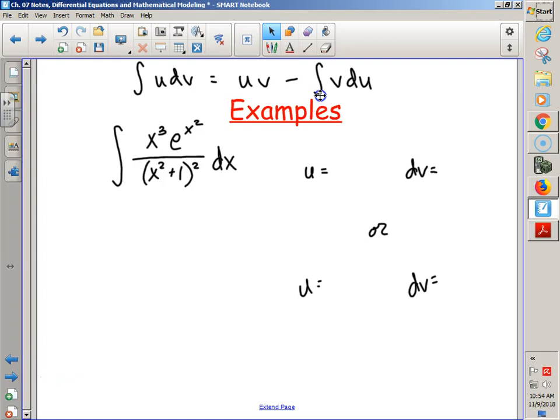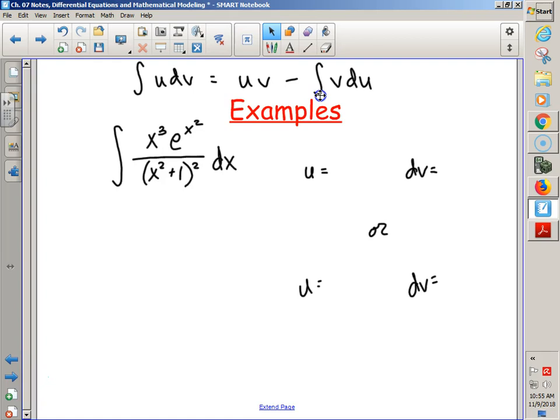I don't know how to get the minus in there. That's all right. The uv minus the integral of v du. What changes in the new integral that you will still have to solve? U becomes du, aka u gets derived, and dv becomes integrated.